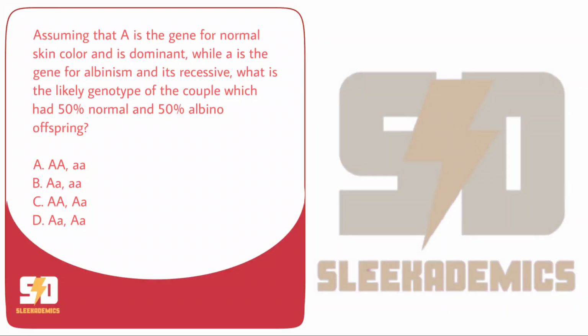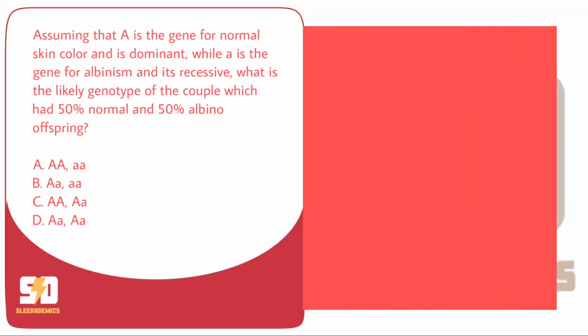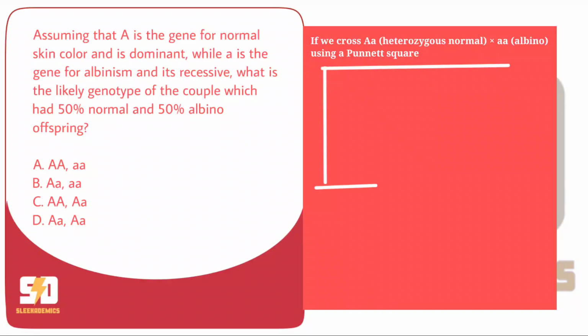Now we move to the next question. Assuming that A is the gene for normal skin color and is dominant, while small letter a is the gene for albinism and it is recessive, what is the likely genotype of the couple which had 50% normal and 50% albino offsprings? Now let us examine the parents' genotypes.